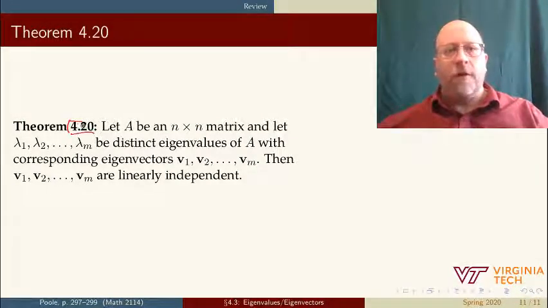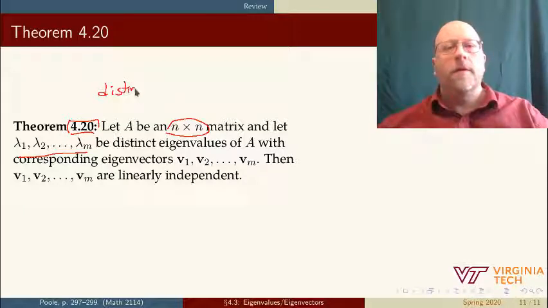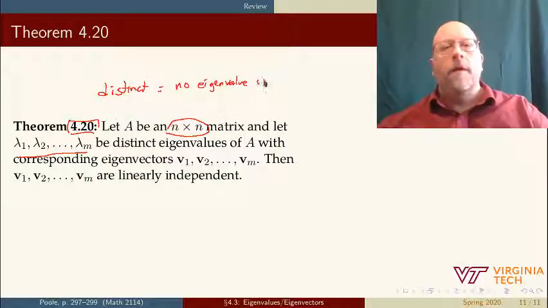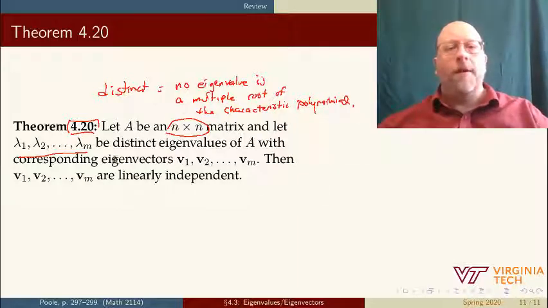Theorem 4.20 in the book is a theorem that helps us test for linear independence. The theorem says that if we have an n by n matrix A and we have distinct eigenvalues of A, then the eigenvectors that correspond with the distinct eigenvalues, distinct in this case meaning that no eigenvalue is a multiple root of the characteristic polynomial, or no value is repeated in the list, then distinct eigenvalues always give linearly independent eigenvectors.